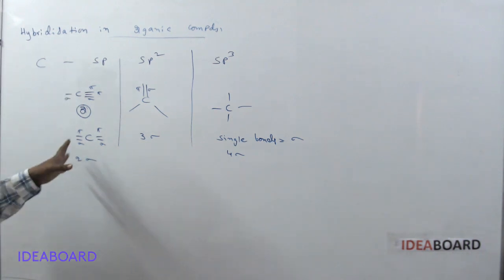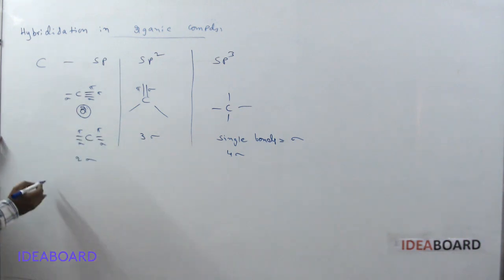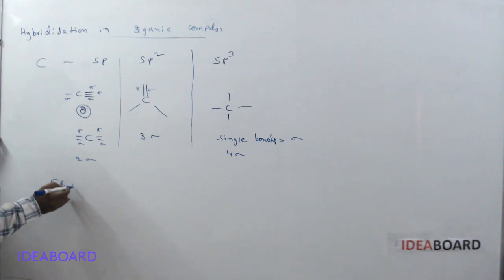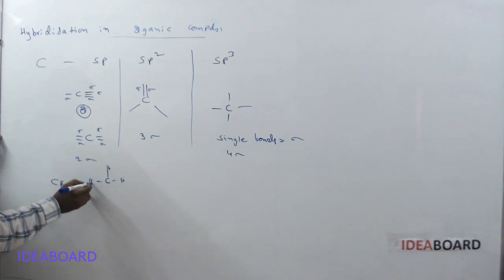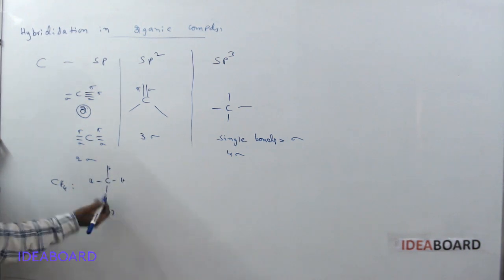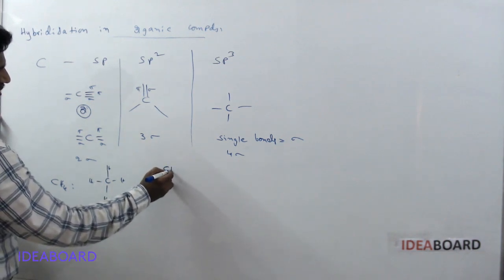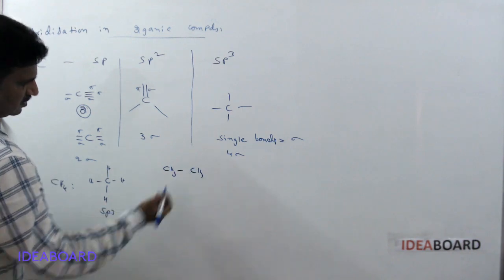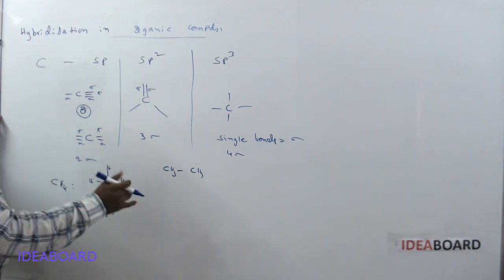Okay, so in carbon compounds, we need to check it. Suppose you have a CH4 molecule, as we already said in the normal calculation also. CH4 means it is having 4 sigma bonds around it. So what is the hybridization? It is sp3 hybridization. And suppose you are taking CH3-CH3. CH3 means all hydrogens will be single bonds only.